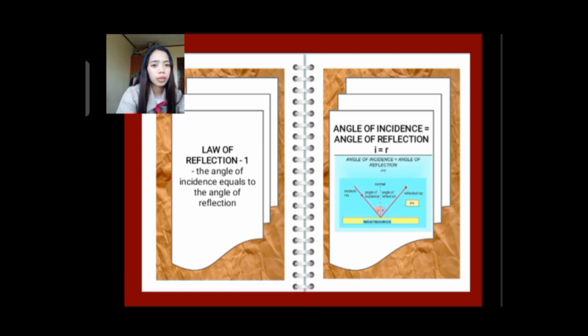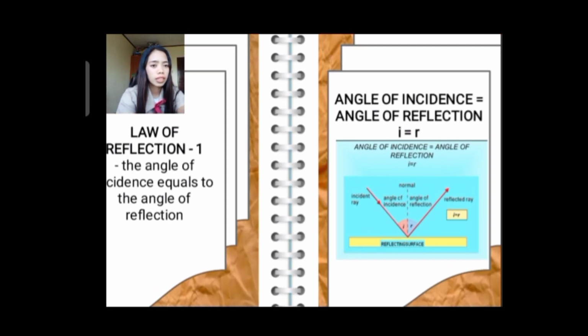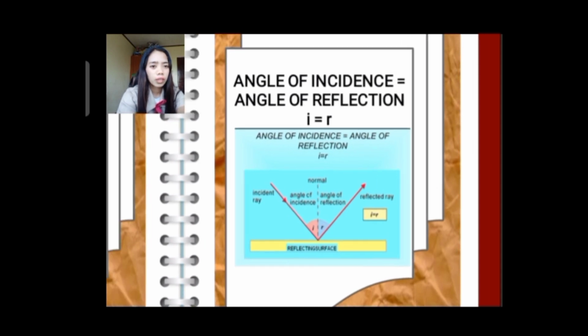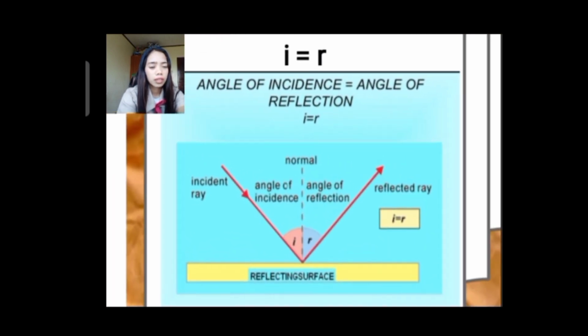So we have the law of reflection. The angle of incidence is equal to the angle of reflection. Here, the angle of incidence equals the angle of reflection. We have i equals r.